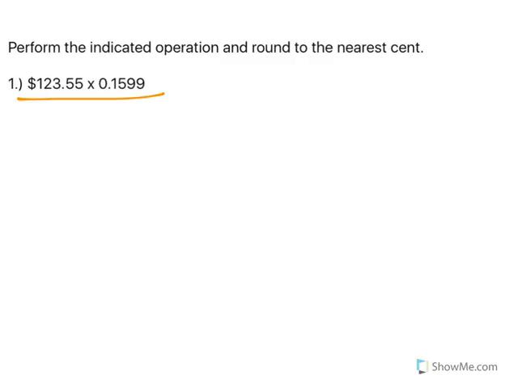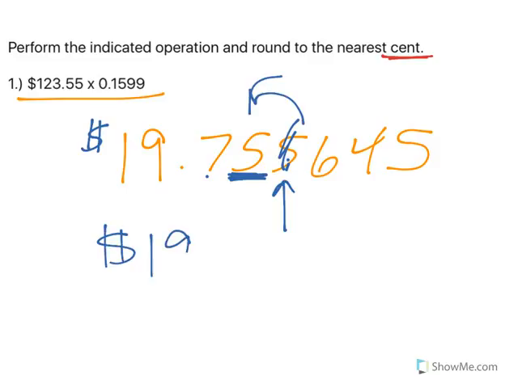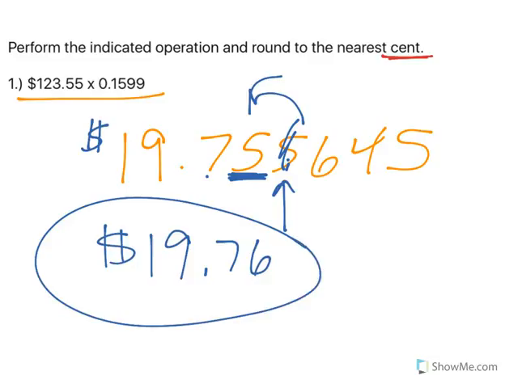If you plug that into your calculator, it's going to spit out 19.755645. And this is rounded to the nearest cent. So if we think about this in terms of money, cents means hundredths, right? 2 decimal places. 1, 2. So if I'm rounding to this underlined 5, I look 1 place past. This 5 right here tells me to round up. So if I'm rounding up, I will end up with 19.76.